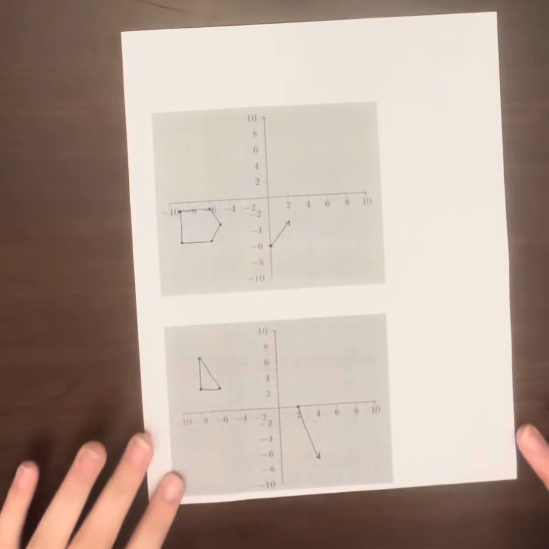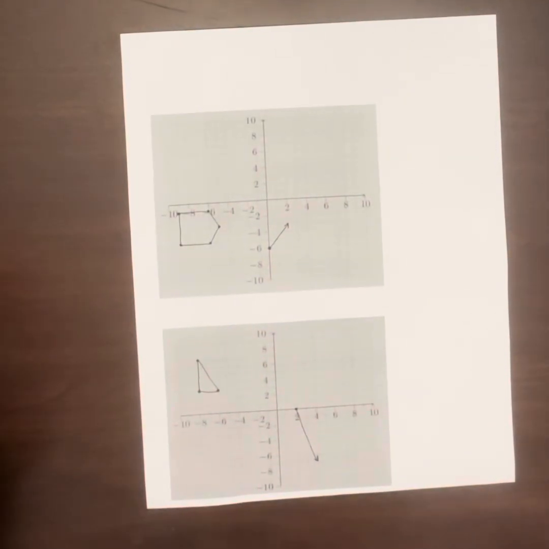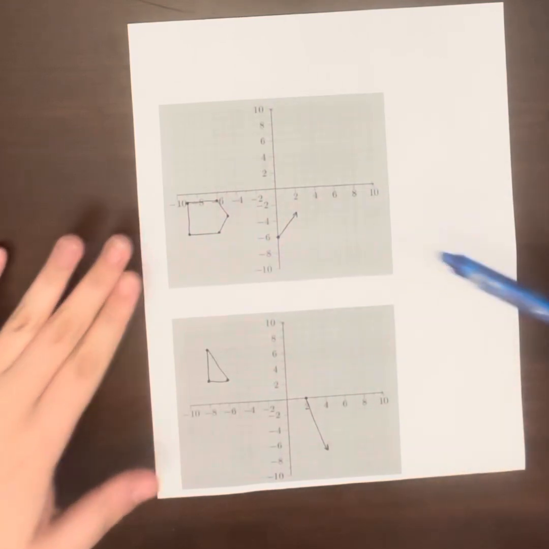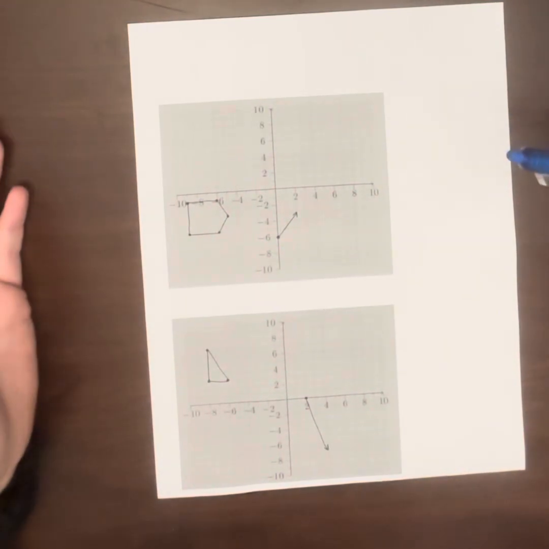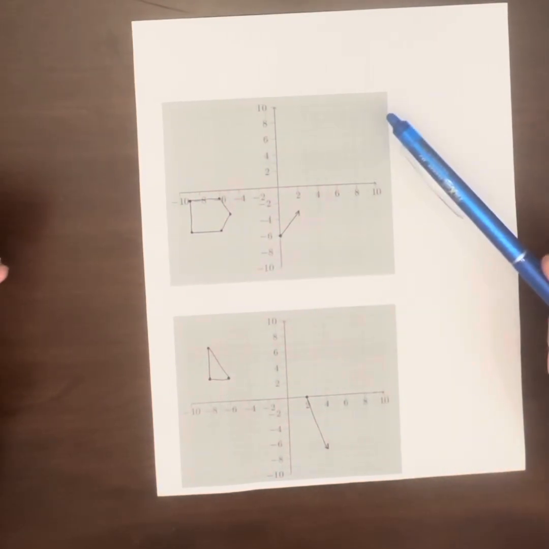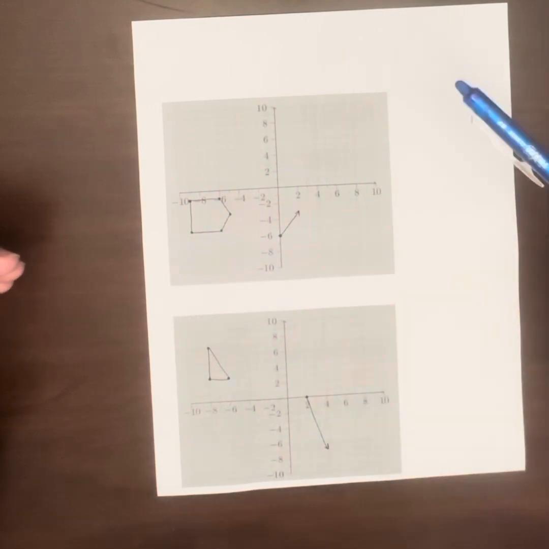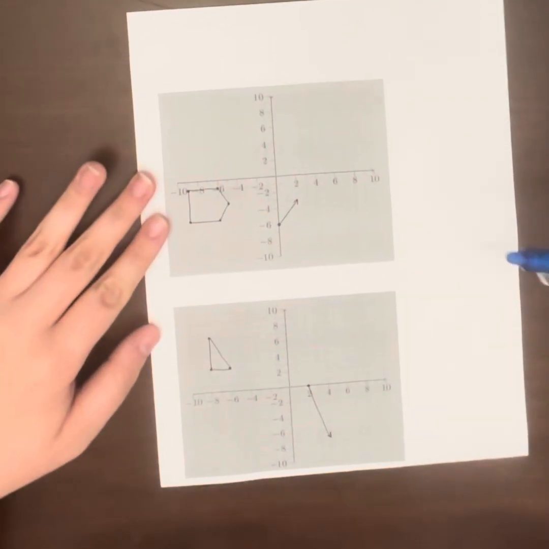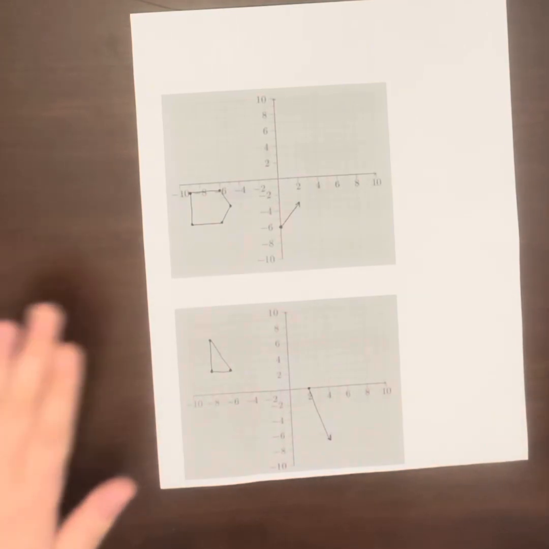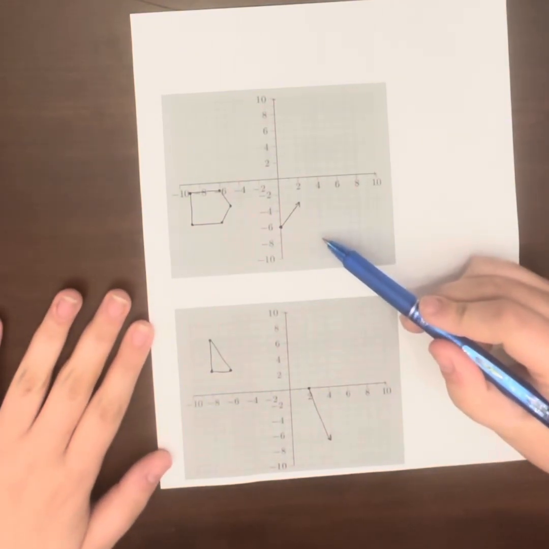Today we are going to be going over translations. Translations could look like this, with an arrow on one of these graphs, or it could be when you see the words slide or glide present, like if I were to tell you to slide this over a certain amount of spaces or glide it over a certain amount of spaces. But these problems have an arrow right here. So to do our translations, this one right here we'll look at first.